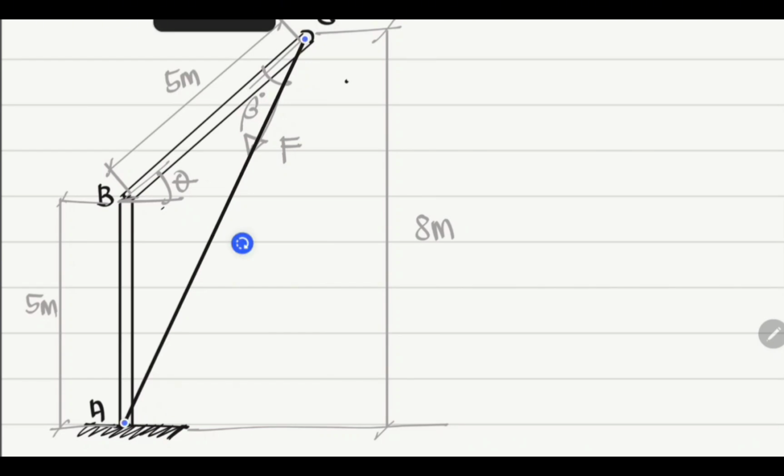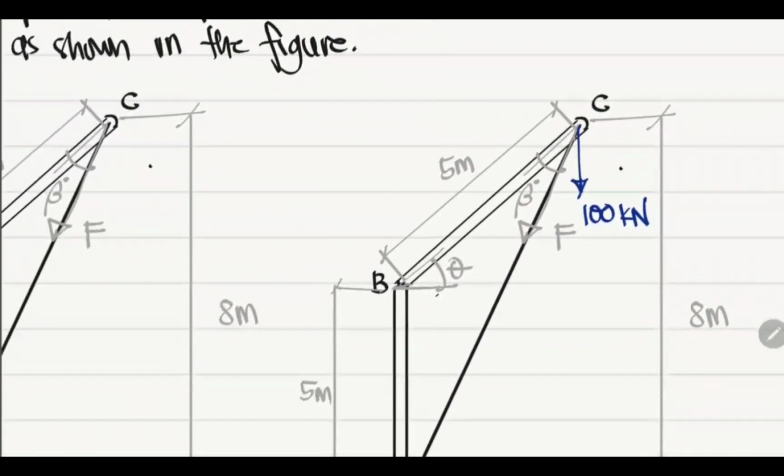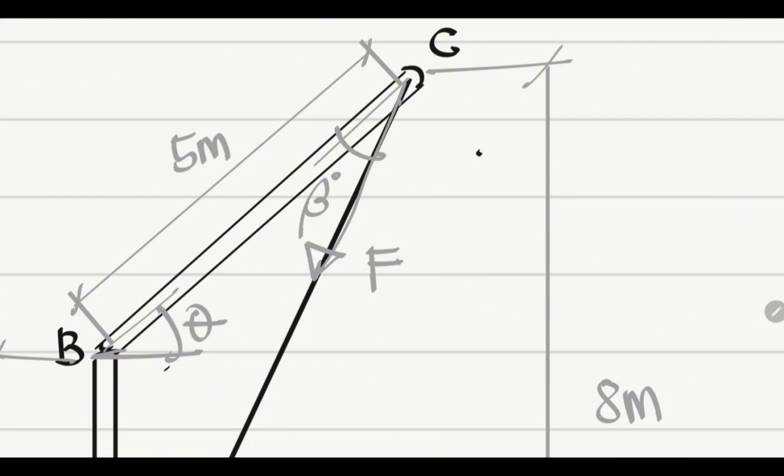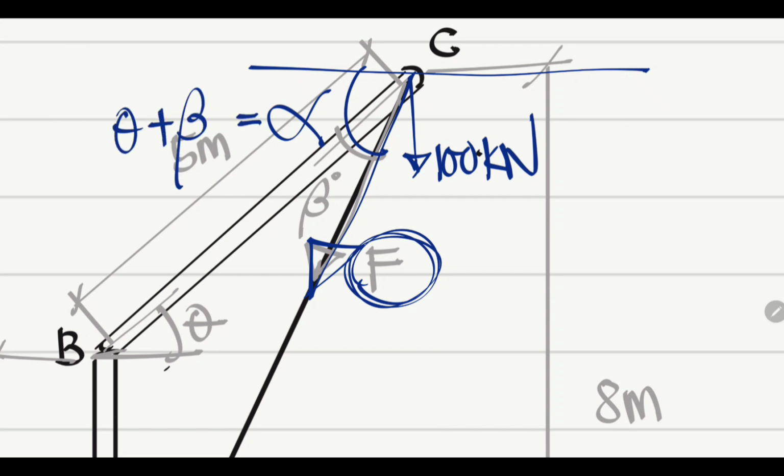So that is its line of action. Then the given vertical component maximum value is 100 kilonewtons, or it is limited to 100 kilonewtons. The aim here is to solve for F. F is at an angle from the horizontal axis. We need that angle, angle alpha, which is equal to theta plus beta.